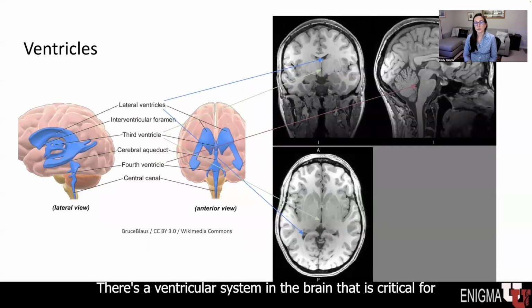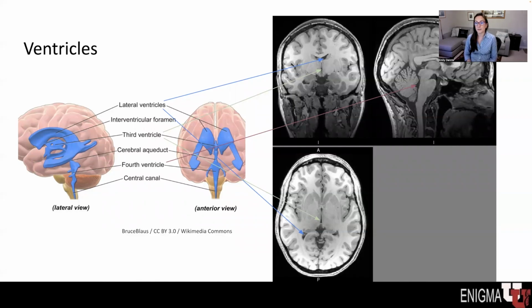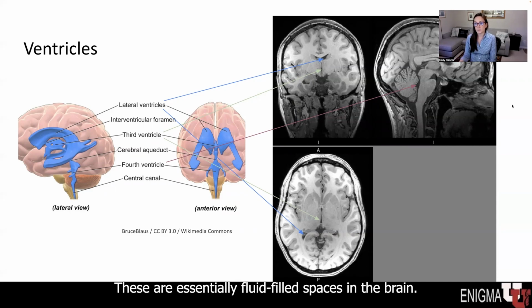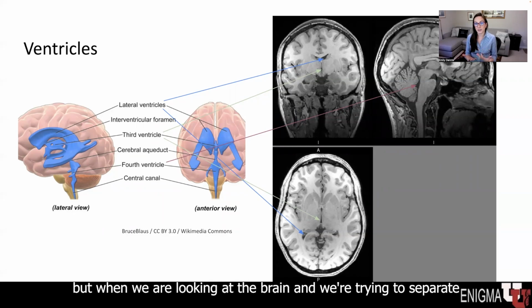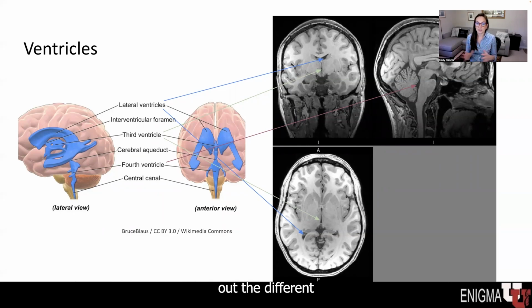The ventricles. So there's a ventricular system in the brain that is critical for the movement of cerebrospinal fluid, which we'll talk about in a minute. But these are essentially fluid-filled spaces in the brain. So we talked about gray matter and white matter. CSF is the other main tissue type. It's not tissue, but when we are looking at the brain and we're trying to separate out the different segments, CSF is one of those main segments. So there's a ventricular system that goes throughout the brain.